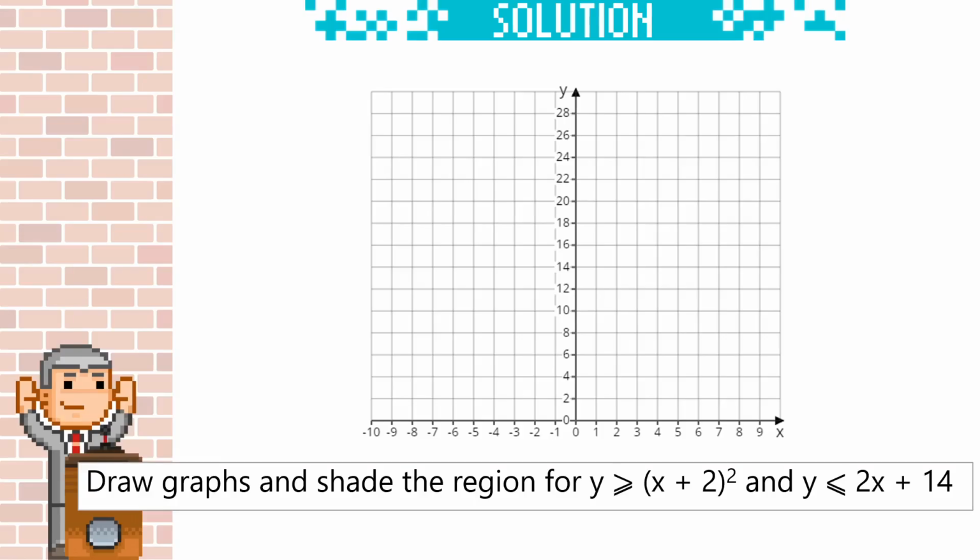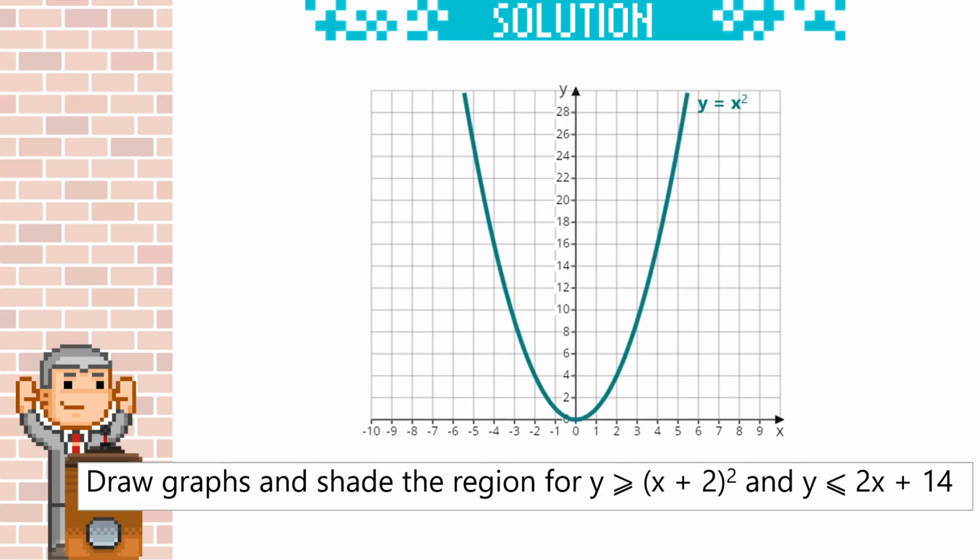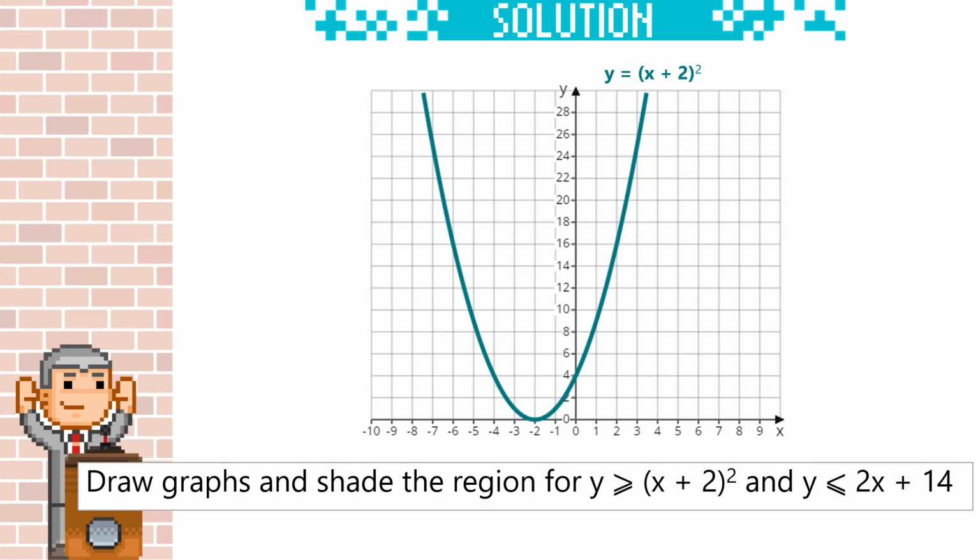We're going to start by drawing both lines, assuming the inequalities are equal sign. For quadratic, you may choose to pick a point for every x value and make a table, but in this question we can translate the y equals x squared graph left 2 spaces because it's a plus 2 inside the bracket. So we start by thinking about what y equals x squared would be and then just moving it left 2. Then we're going to draw the y equals 2x plus 14 line.